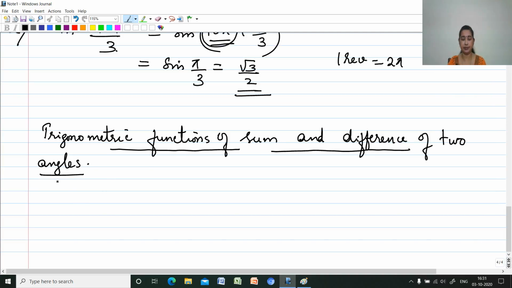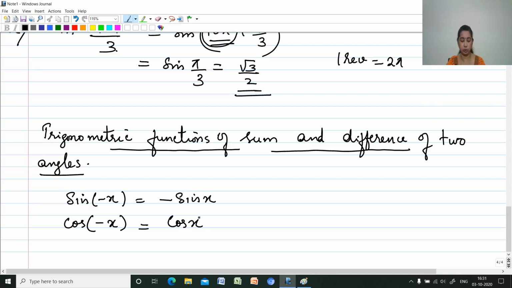So before that, I have to tell you what is sine of minus x. Since sine is an odd function, sine of minus x is minus sine x, whereas cos is an even function, so cos of minus x is equal to cos x. These two you have to keep in mind while finding out the remaining. That is, we are moving on to trigonometric functions of sum and difference of two angles. So we'll derive a formula there.